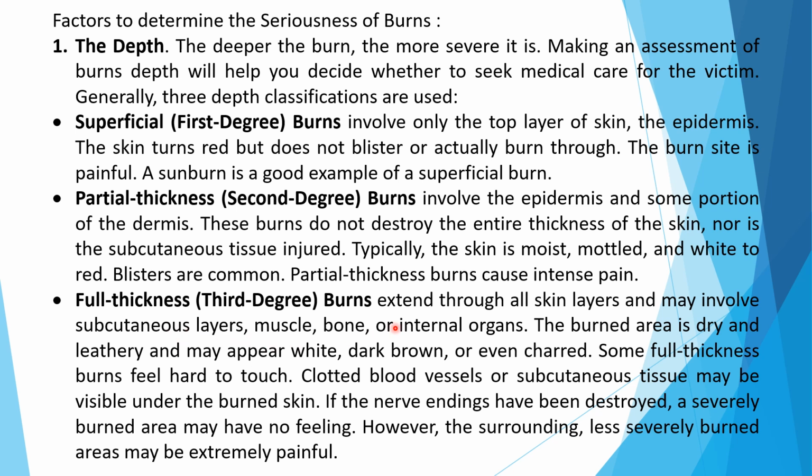And then the full thickness or third degree burns extend through all the skin layers and may involve subcutaneous layers, muscle, bones, or internal organs. The burned area is dry and leathery and may appear white, dark brown, or even charred. Some full thickness burns feel hard to touch. Clotted blood vessels or subcutaneous tissues may be visible under the burned skin. If the nerve endings have been destroyed, a severely burned area may have no feeling, no sensation. However, the surrounding, less severely burned areas may be extremely painful.